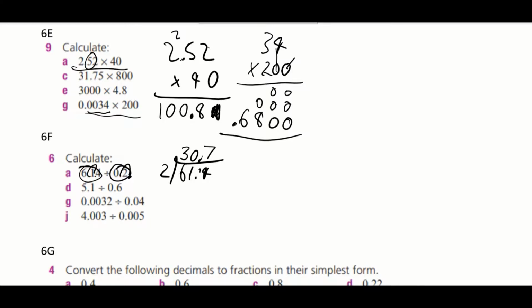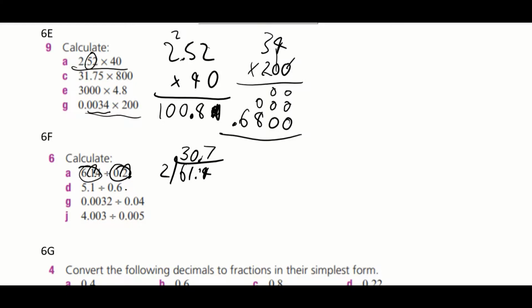Originally 6.14 divided by 0.2 is 30.7. So the answer is the right answer for it. You just change the way you ask it. That's the same one, so don't worry about that one. This one here, let's do the bottom one.